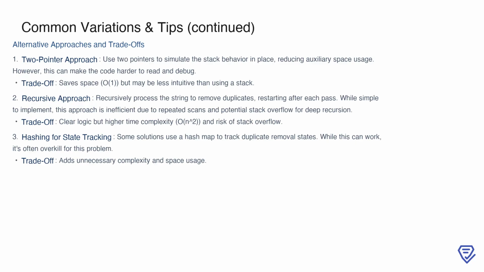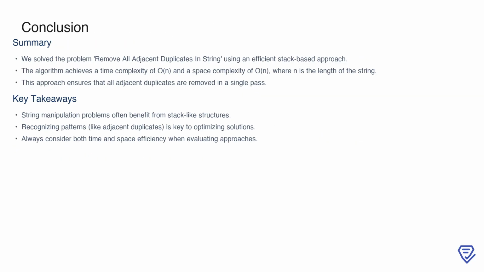Finally, some solutions attempt to use hashing to track states during duplicate removal. Although this can work, it often adds unnecessary complexity and consumes extra space, making it less practical for this problem. When evaluating these alternatives, it's essential to weigh the trade-offs between simplicity, efficiency, and clarity to determine the best fit for the given constraints. Great job!